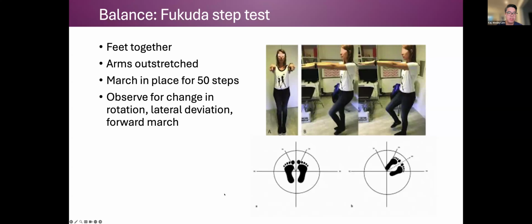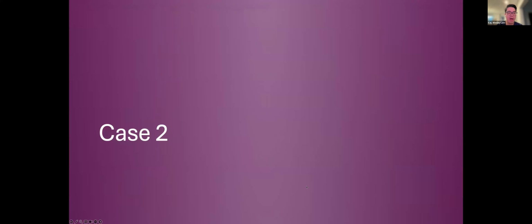And then again, you observe for change in the rotation, lateral deviation, or forward march. So those are the main balance tests, bedside evaluations that you want to do. So let's move on to case 2.